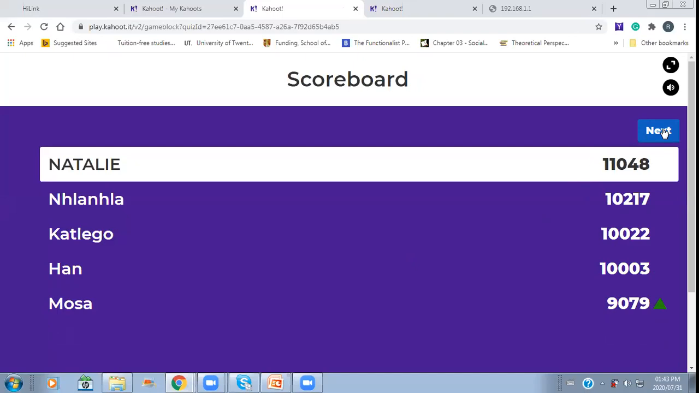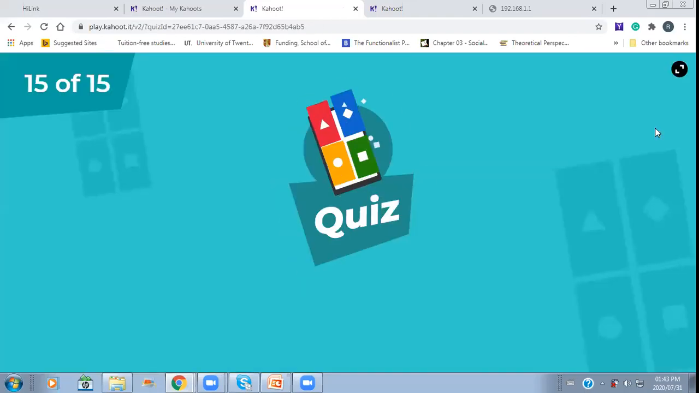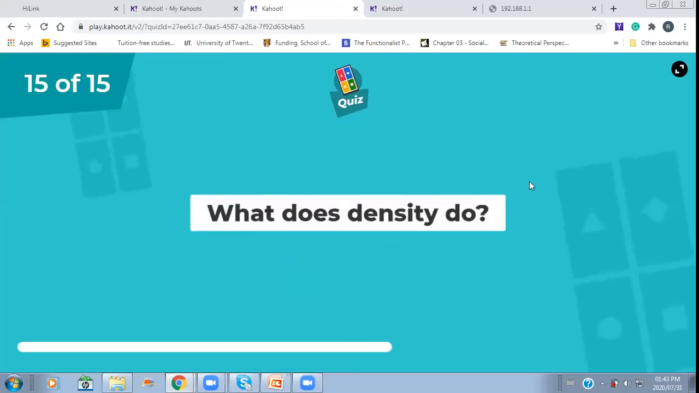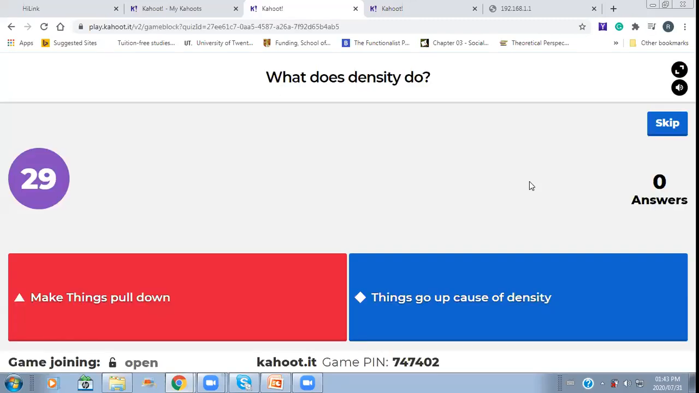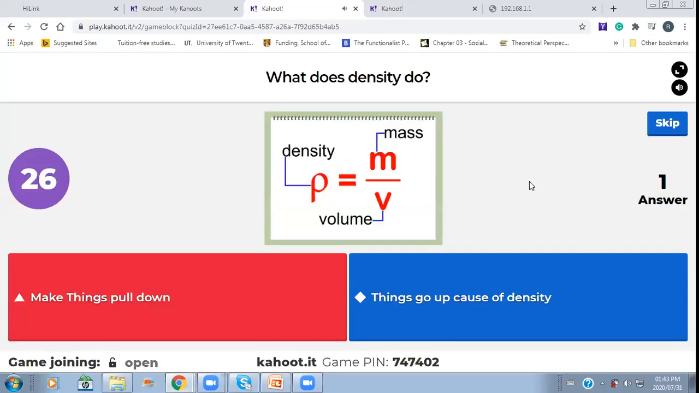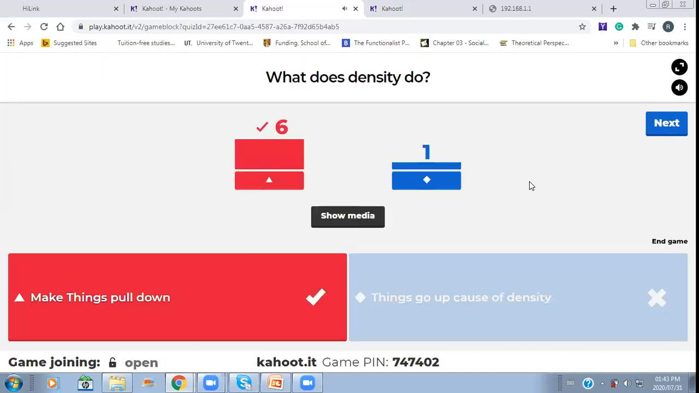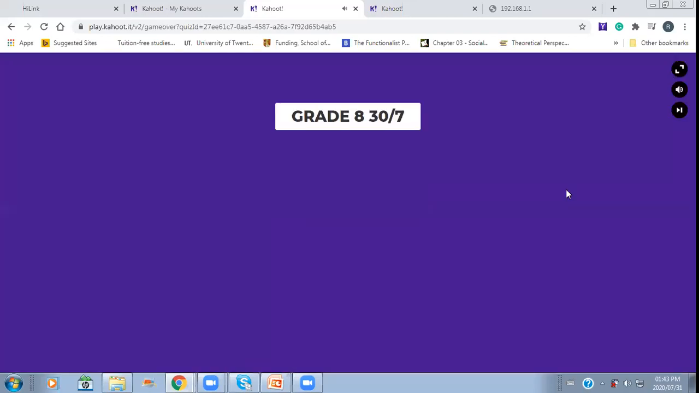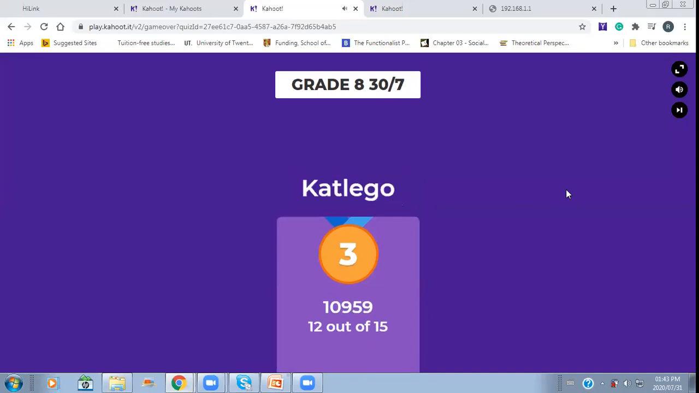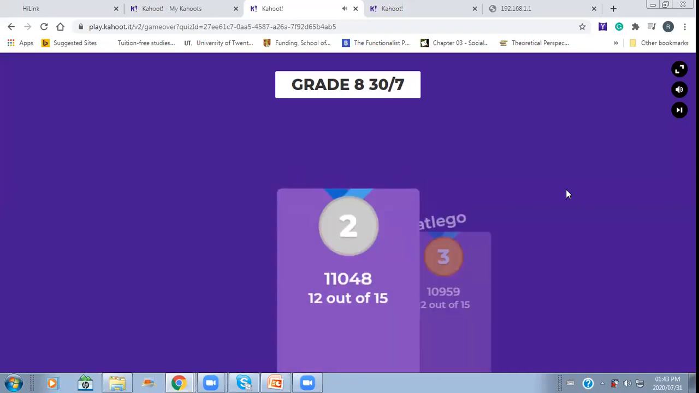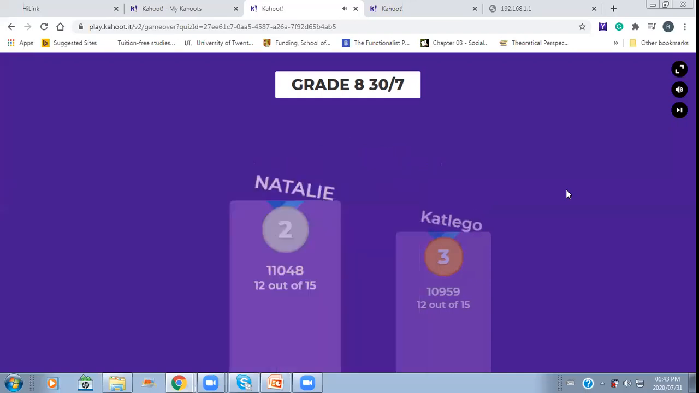Let's view our report next. Okay, last question. There is a last question here. Let's check it out. What does density do? Make things pull down, or things go up because of density. Yeah, make things pull down. So let's see who is still on top. Catlejo got 12 out of 15. Natalie 12 out of 15.